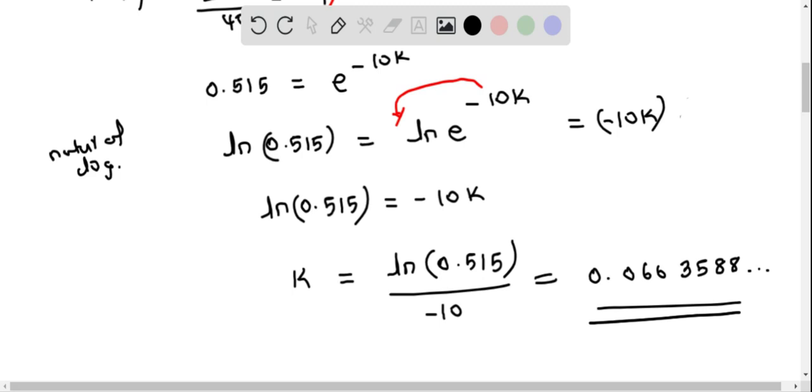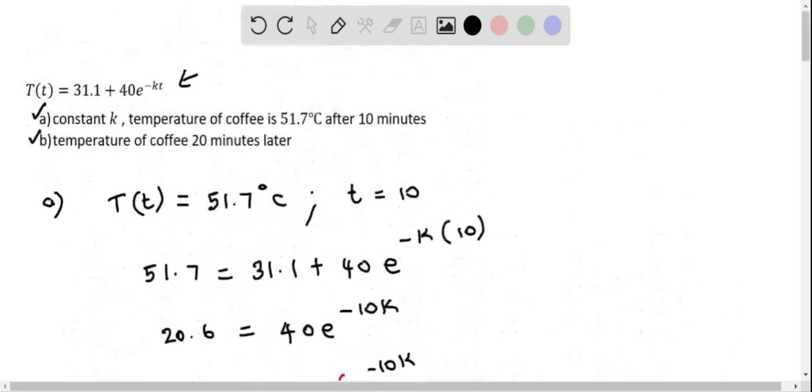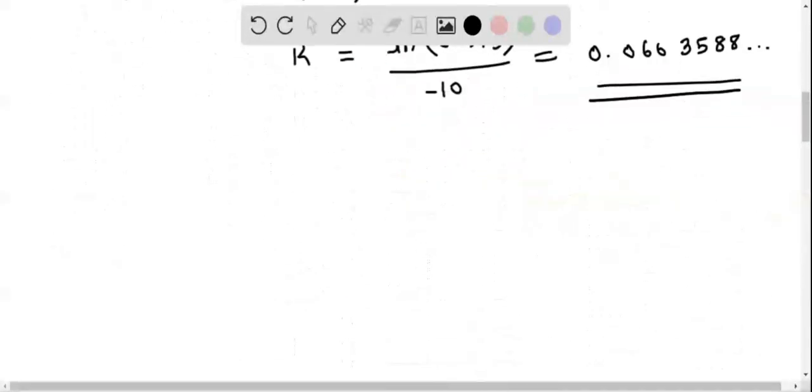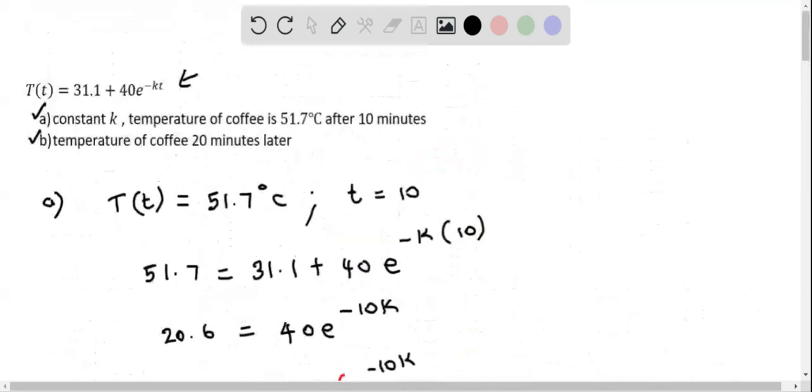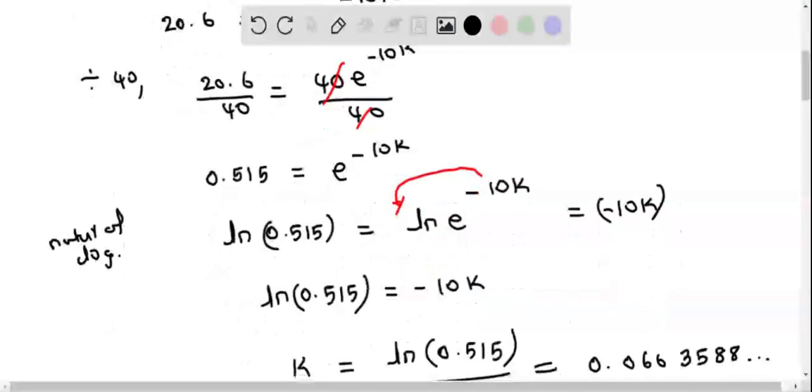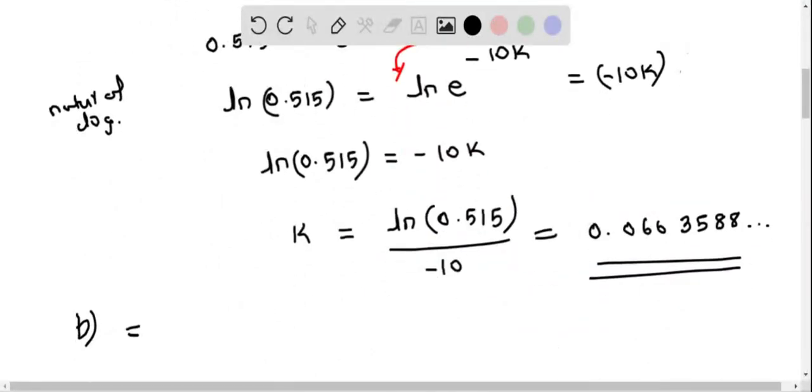We now answer the question in part B. That is, we have to find the temperature of the coffee 20 minutes later. Which means we have to use the same equation, the temperature equation. So let me copy the equation: T(t) equals 31.1 plus 40 times e raised to the power of minus kt.